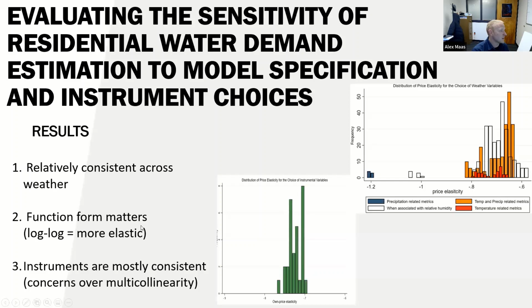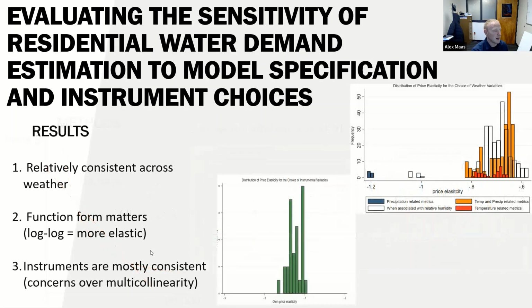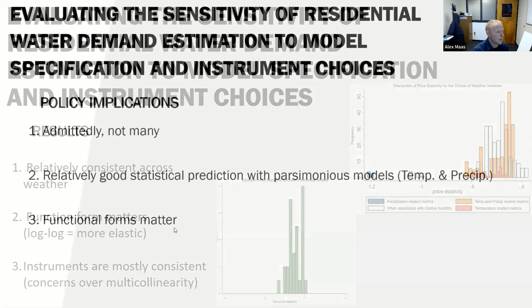One slight hiccup is that functional form does seem to matter. So if we go back to this, these type of shapes right here, let's call this a log-log model. We do generally get higher elasticities when we're looking at log-log models. But it's not too bad.